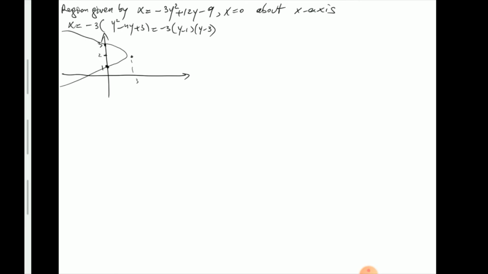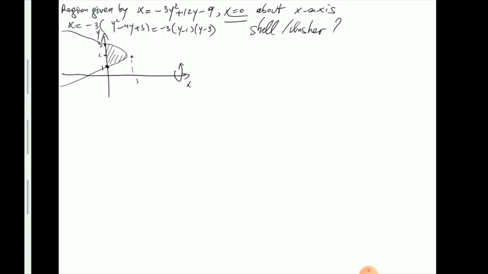So we're looking at the region basically enclosed by this parabola and the y-axis, which is x equals 0 here, mentioned in the problem. And I want this to be rotated about the x-axis. Okay, so do I use the shell or the washer method?